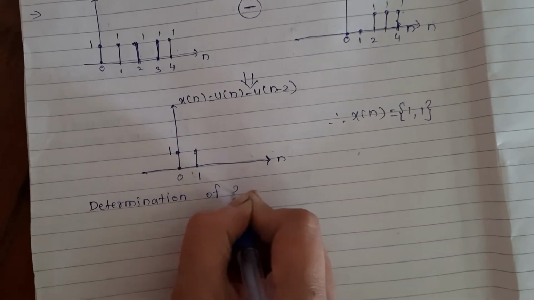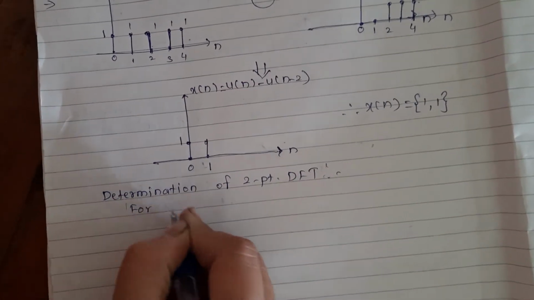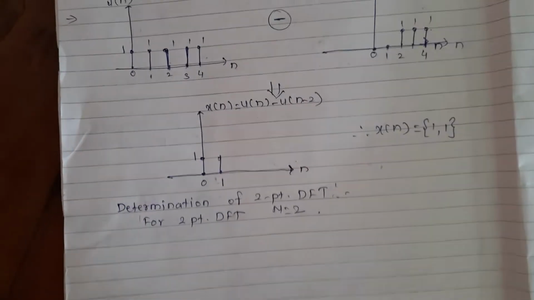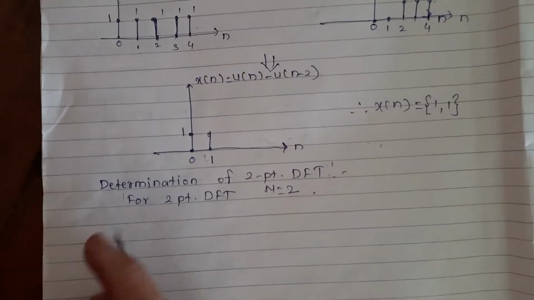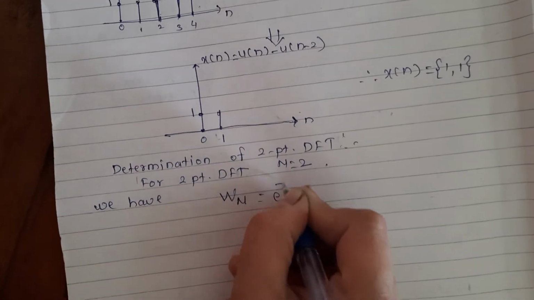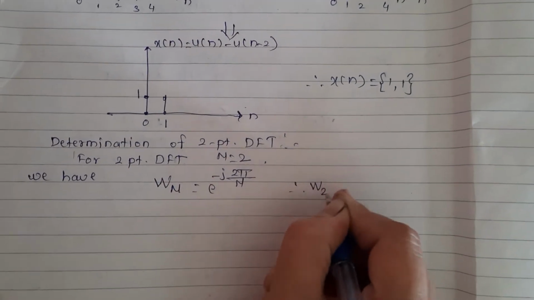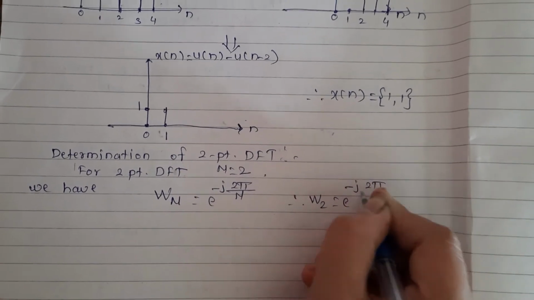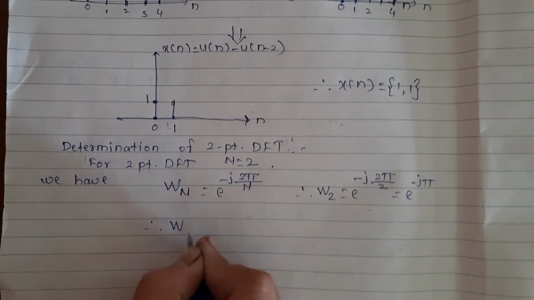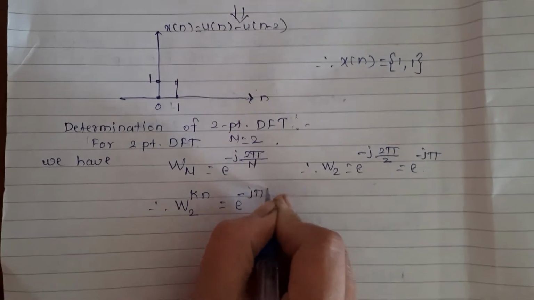Now next is determination of the 2-point DFT. For the 2-point DFT, N is equal to 2. We have the equation for W_N: W_N is equal to e raised to minus j 2 pi by N. So we can write W_2 is equal to e raised to minus j 2 pi by 2, so it is e raised to minus j pi. So we can write W_2^(kn) is equal to e raised to minus j pi kn.